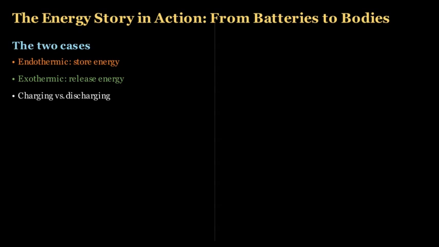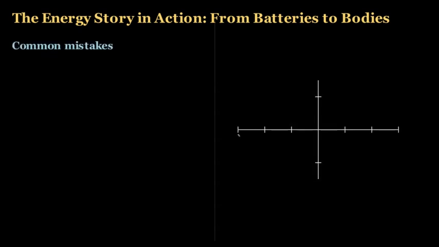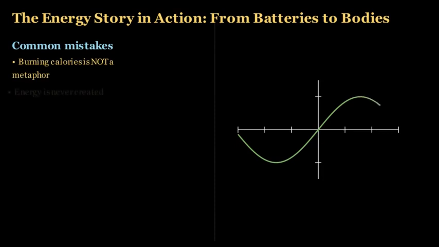A big mistake is thinking burning calories is just a metaphor. It's not. When you exercise, your cells are literally breaking the same chemical bonds in glucose that a fire would break, releasing the same amount of energy. The difference is your body does it through many small, enzyme-controlled steps, capturing the energy as ATP instead of letting it all out as heat at once.